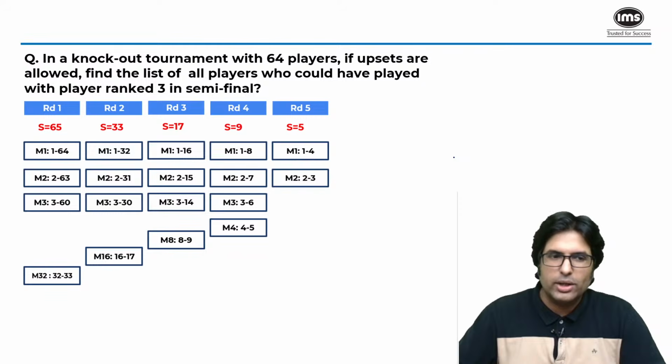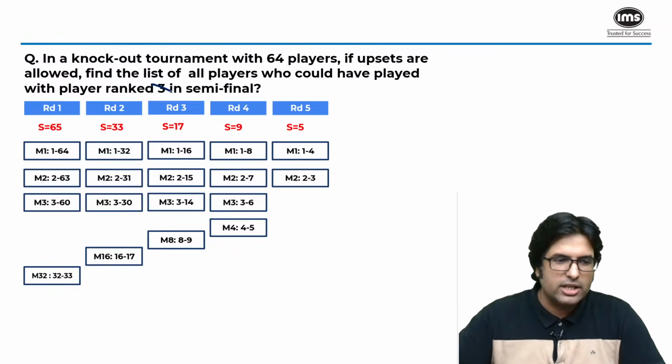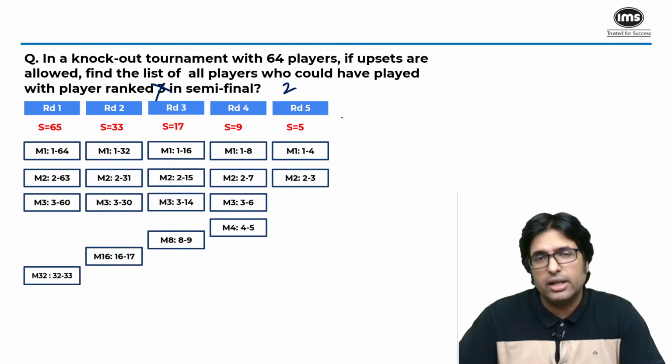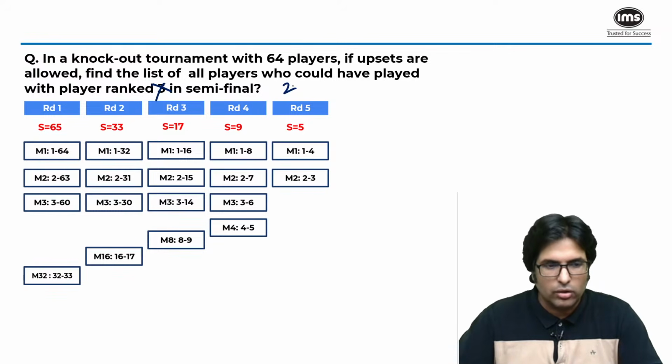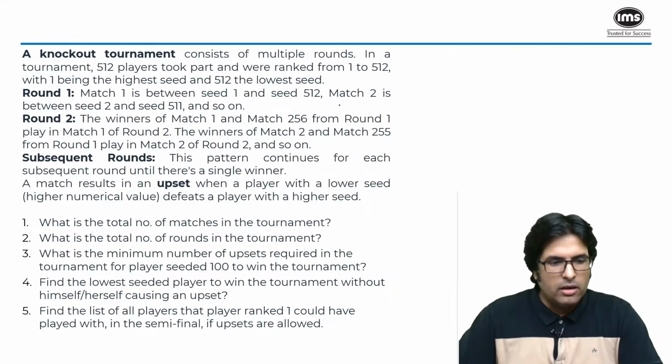This is a question for you as homework. In a knockout tournament with 64 players, you could change the rank of the player here from 3 to maybe, let's say, 2 and try it out. Share your answers in the comments later on, and I'll be happy to take up your doubts, if any, in the comments, or reply to your answers whether they are correct or not. So if you take this question as an example, 64 players, list all players who could have played with player rank 2 in the semi-final, and share the answer.